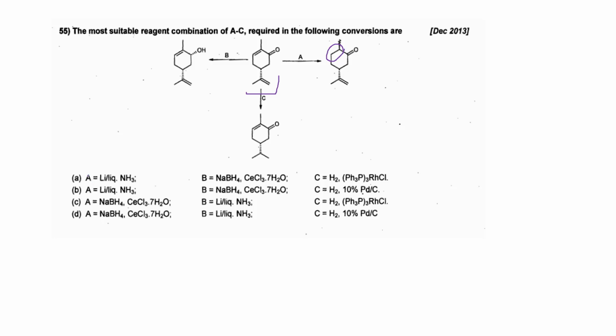So A will obviously be Birch reduction. So the option will be between A or B. These two are already cut, because the alpha beta unsaturated double bond can be reduced by Birch reduction only. Next, B. In case of B, this alpha beta unsaturated ketone is getting reduced. So that is possible by Luche reduction. So both the B are Luche reduction. So still the options can be between A and B. The last option will be determined.